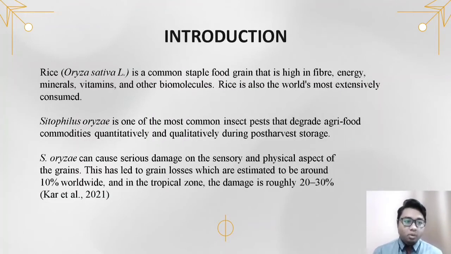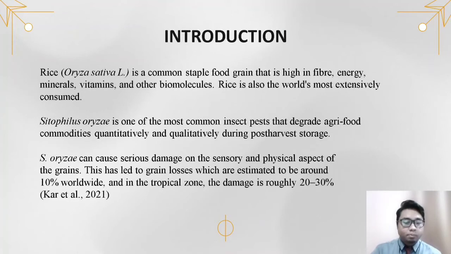Introduction. Rice, or Oryza sativa L., is a common staple food grain that is high in fiber, energy, and other biomolecules. Rice is also the world's most extensively consumed grain. Sitophilus oryzae is one of the most common insect pests that degrade agricultural food commodities quantitatively and qualitatively during post-harvest storage, as it can also cause serious damage to the sensory and physical aspects of the grain. This has led to grain losses estimated at around 10% worldwide and roughly 20 to 30% in the tropical zone.